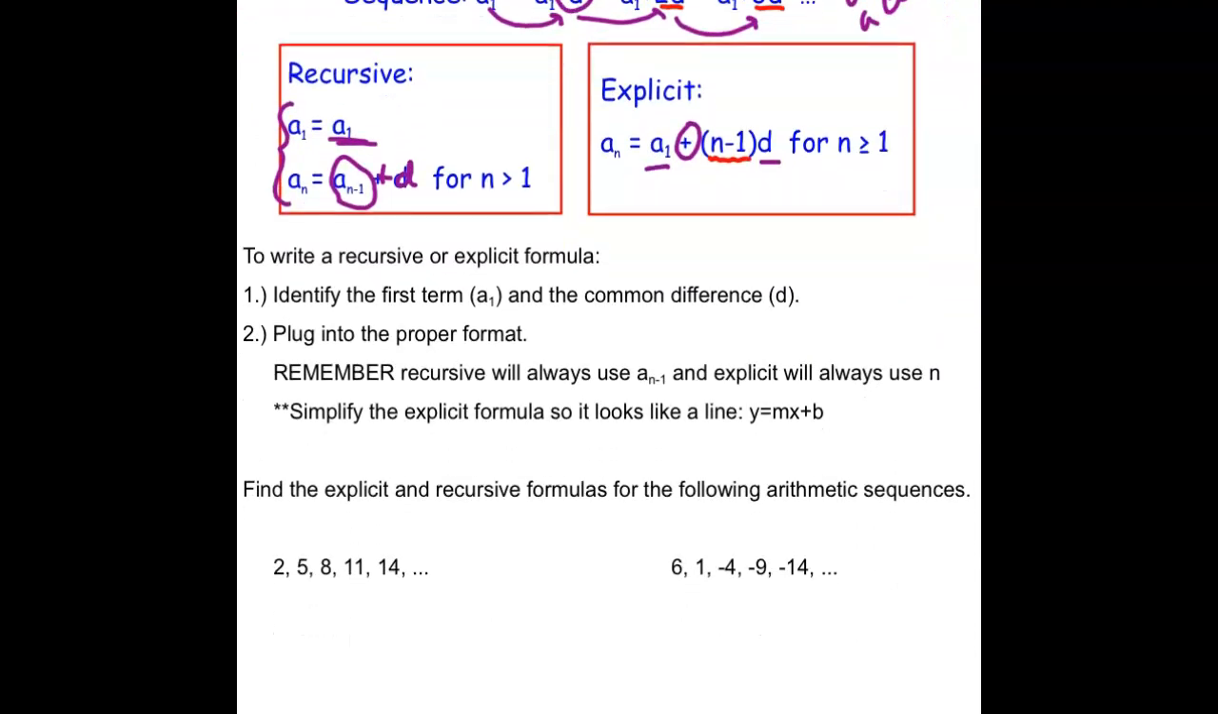So to write a recursive or an explicit formula, the first thing to do is identify your first term and what that common difference is. And then we're simply going to plug them into the proper format. Remember that recursive will always have that previous term in its formula, and an explicit formula is always going to be using an n. We're going to relate it to its position. Explicit ones should always be simplified.